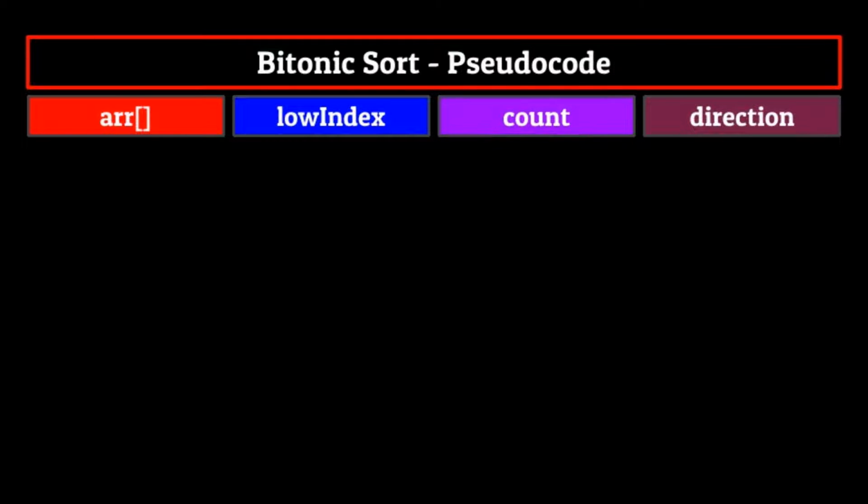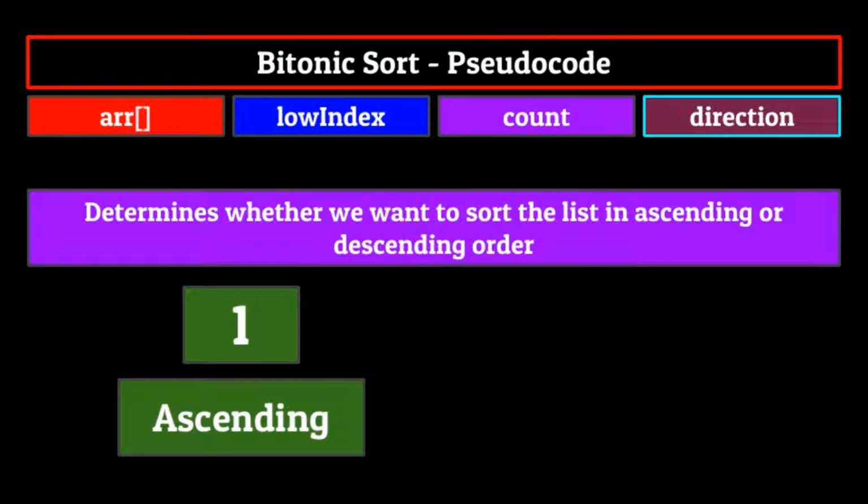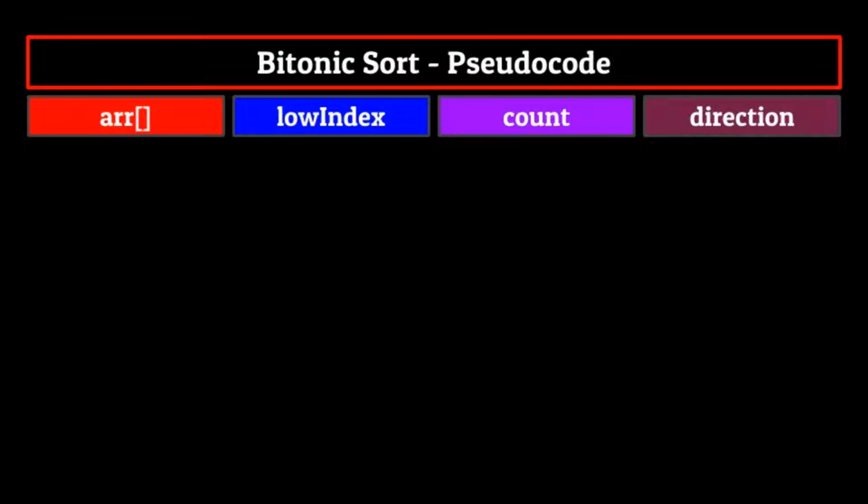The count integer is an integer representing the number of elements in the array or subarray that we're working with. And finally, the direction integer is something that will help us with determining whether or not we want to sort the list or sublist in ascending order or descending order. In this tutorial, a 1 being passed into the function will indicate that we want to put the list or sublist in ascending order and will be color-coded green. A 0 being passed into this function will indicate that we want to place the list or sublist in descending order and will be color-coded red. Those are our 4 variables.